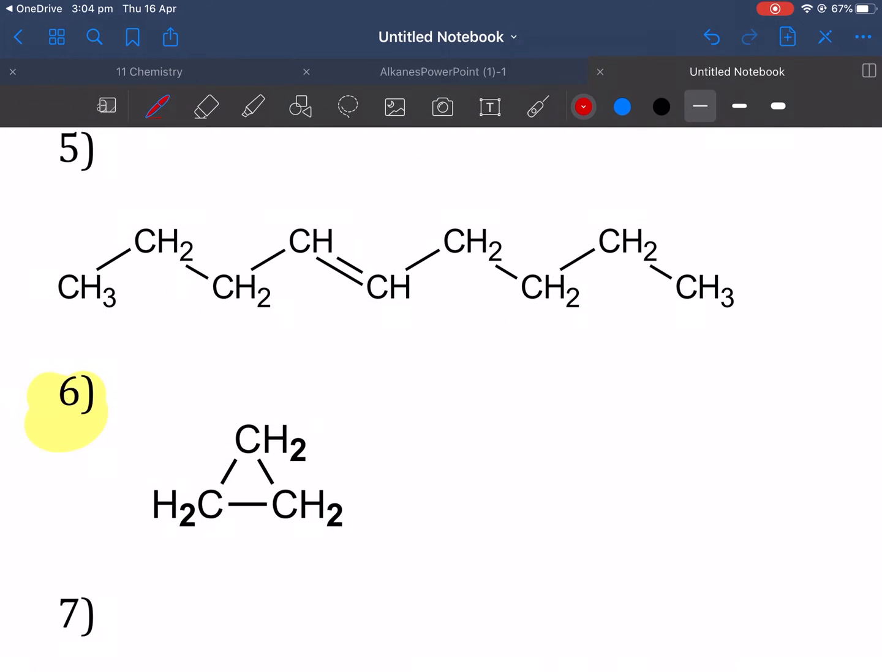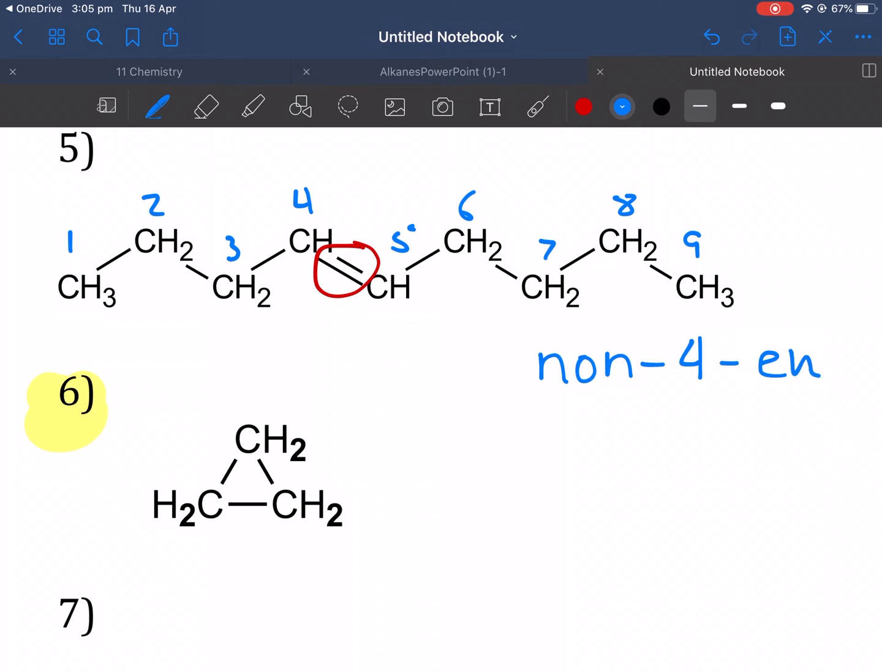Alright, next. This time we've got no subchains, we just have the double bond here. So we're going to number it so that the double bond is at the lowest possible number, which will be from left to right. So 1, 2, 3, 4, 5, 6, 7, 8, 9. It is a non because it's got 9. It is a double bond, so it's going to be a non-4-ene or 4-non-ene.